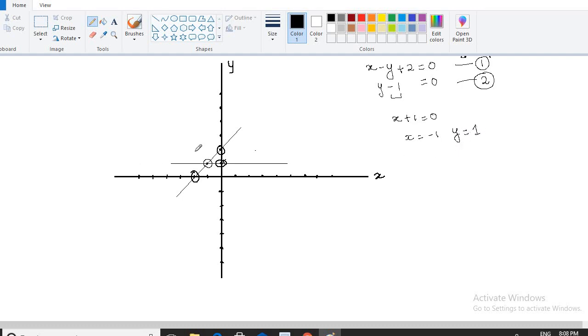So the point of intersection, the point on which the elephant is standing, is minus 1 comma 1, because it was already said that the elephant was standing at the junction of these two roads.